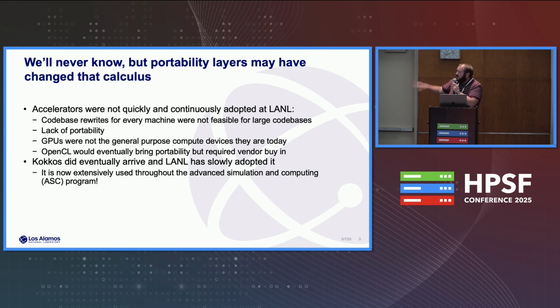That's a lot due to the code base rewrites that they did do being expensive and not usable on other machines. We have a lot of large code bases that really couldn't do that. Performance portability wasn't really a thing in the late aughts. GPUs also weren't really, at the time, the general purpose, monstrous compute devices they are today. There would be things like OpenCL and OpenMP target offload that would eventually bring portability. But things like OpenCL required vendor buy-in. It was actually something Kokkos solved eventually.